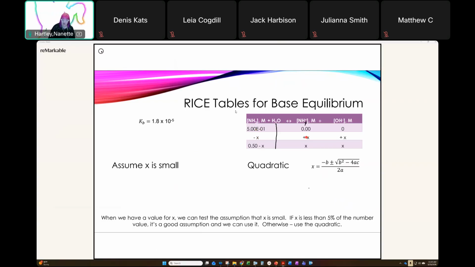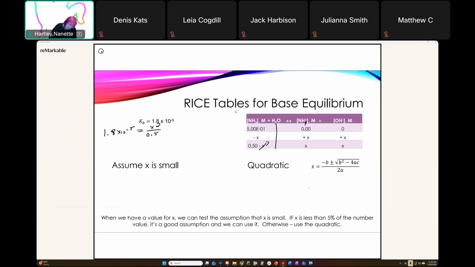Okay, so we get a +1 here and a +1 here. We end up with 0.5 minus X for our NH3, and X and X here. Now, Kb is equal to 1.8 times 10 to the minus fifth, which it happens to be, so 1.8 times 10 to the minus fifth is equal to X squared over 0.5. This looks really familiar because again, we're going to ignore the X in the denominator because it's small. And this is something that we've looked at previously.